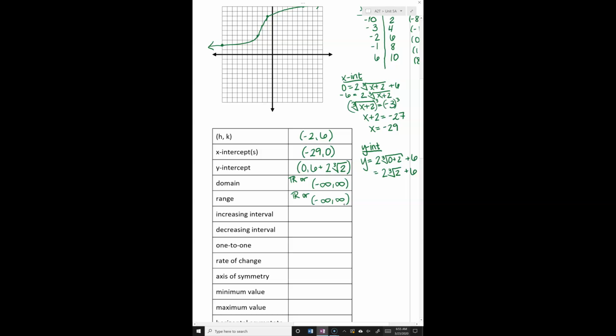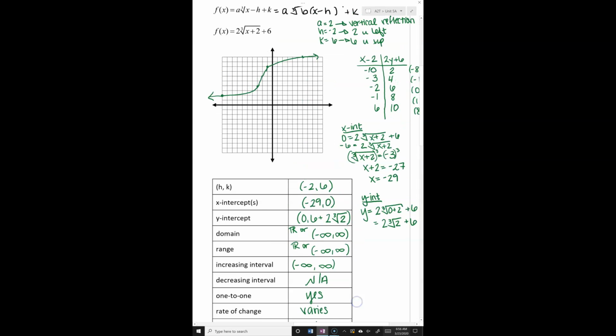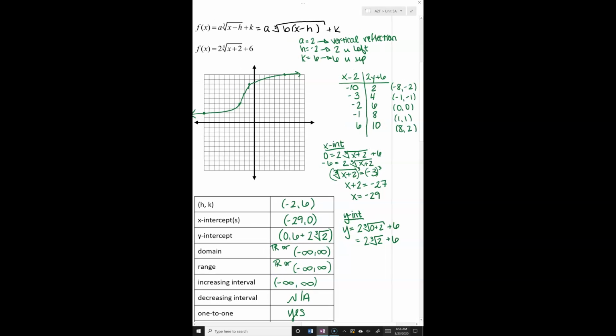Okay, this one's also increasing because we don't have any sort of reflection. Yes, it's 1-to-1. Our rate of change varies, and we don't have an axis of symmetry. We don't have minimum or maximum values because our domain and range go off to infinity and negative infinity, and we don't have any asymptotes. So you're stoked because that bottom half of the chart is an A. And there's example number 1 or 2, depending on how you look at it.